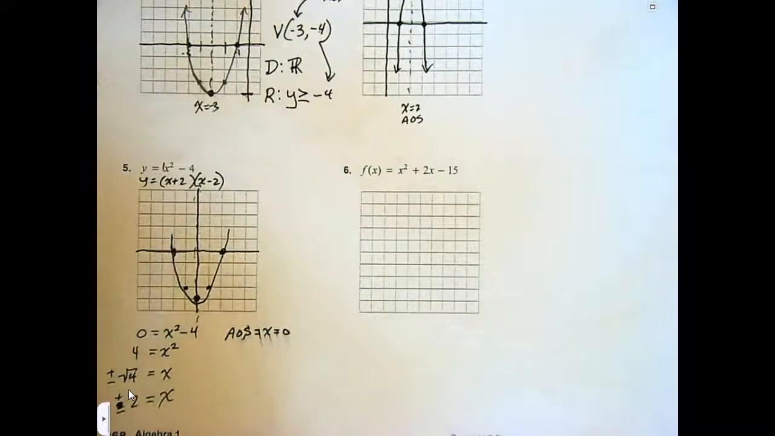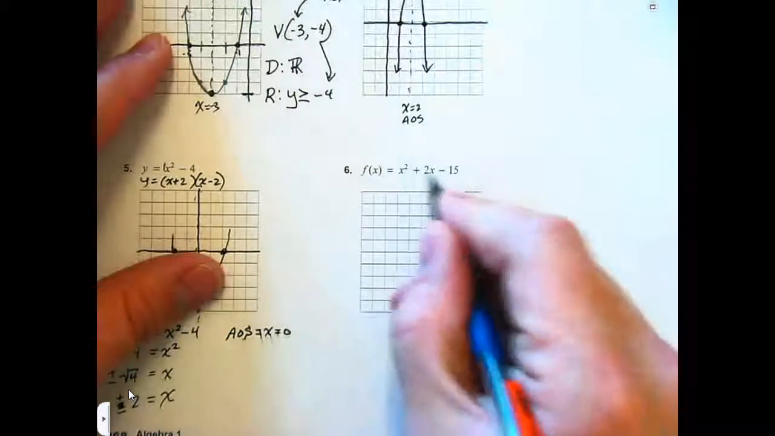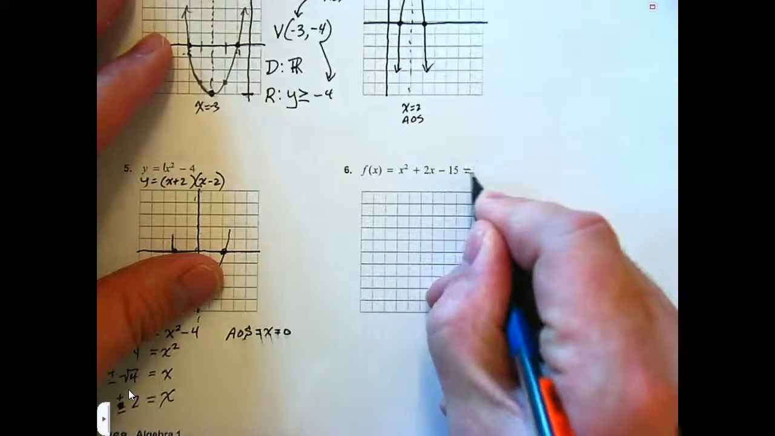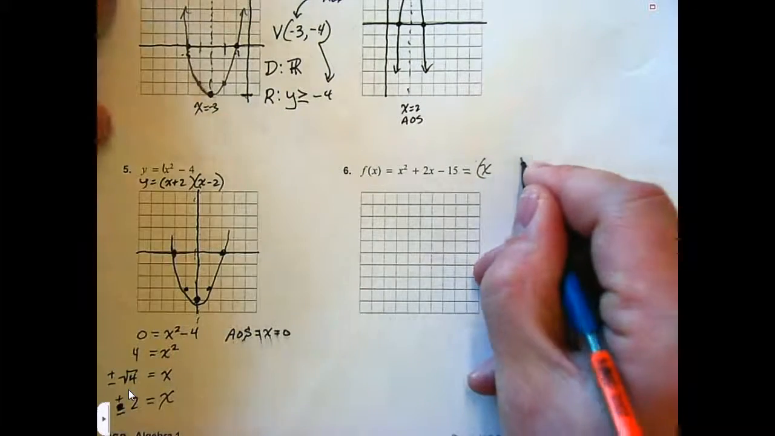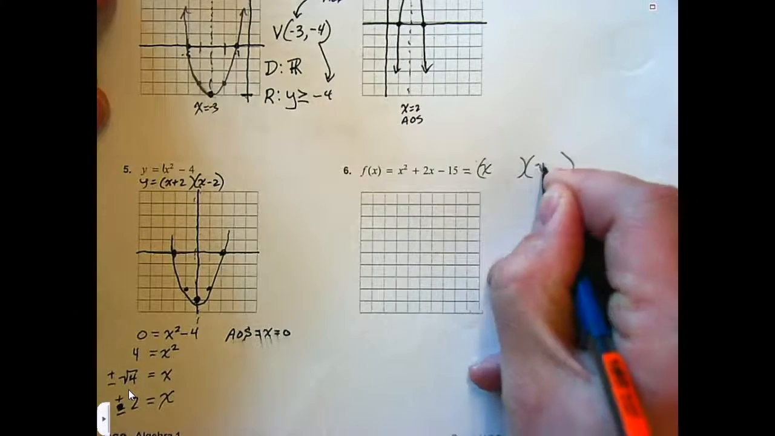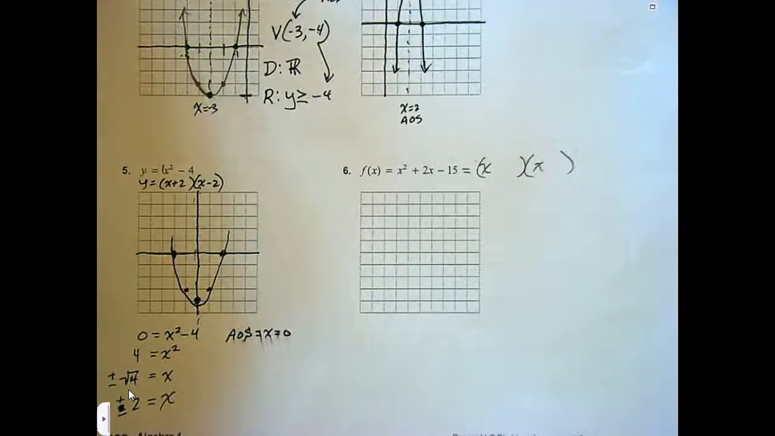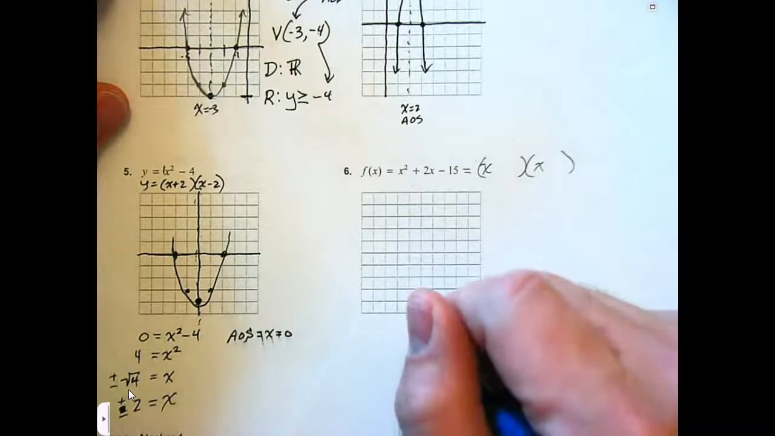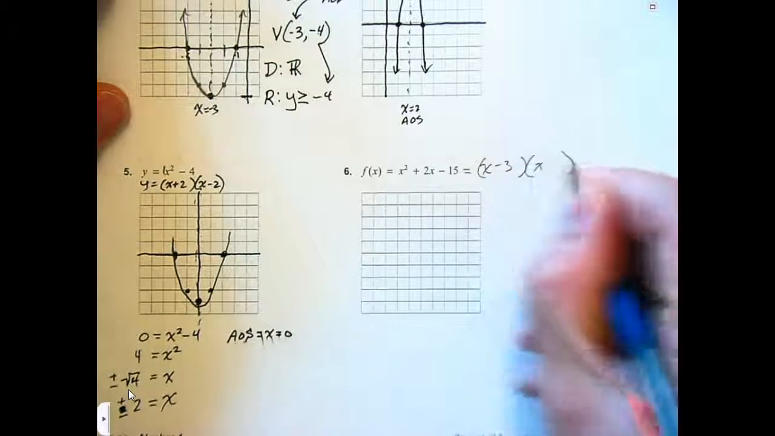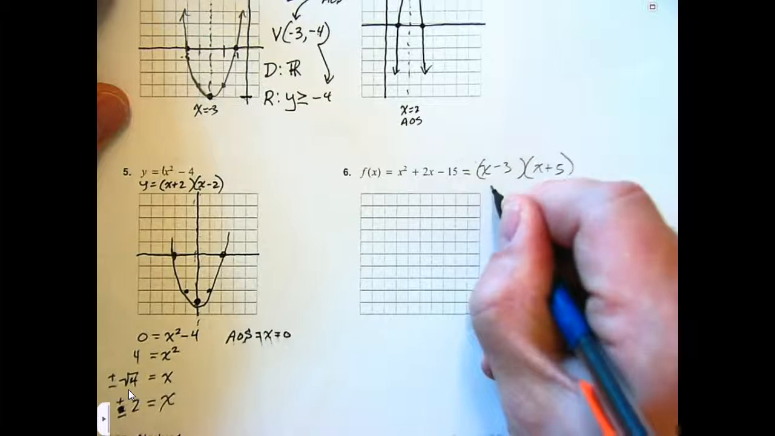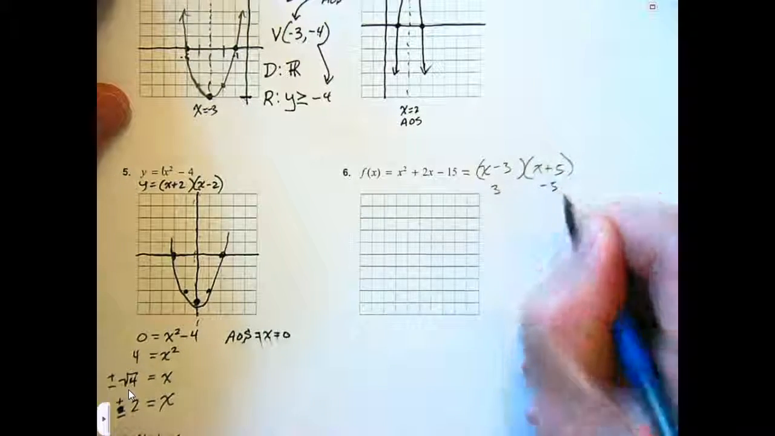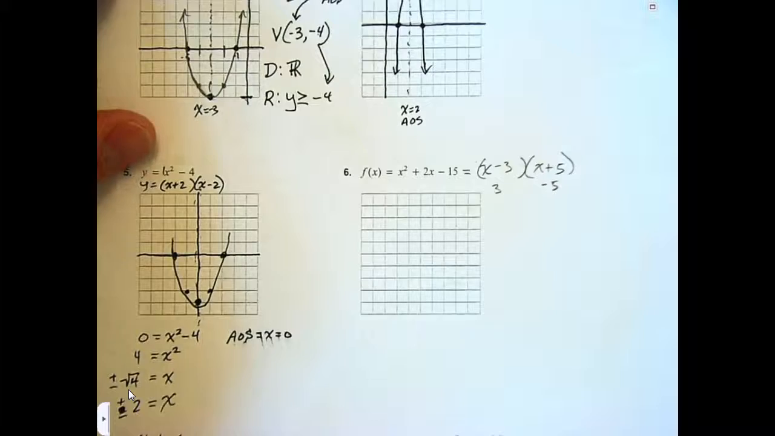Okay, the next one we need to factor first. We end up with x times what? And x times what? What does that factor to? x minus 3? x plus 5? Okay. So this gives you x equals 3 and x equals negative 5.